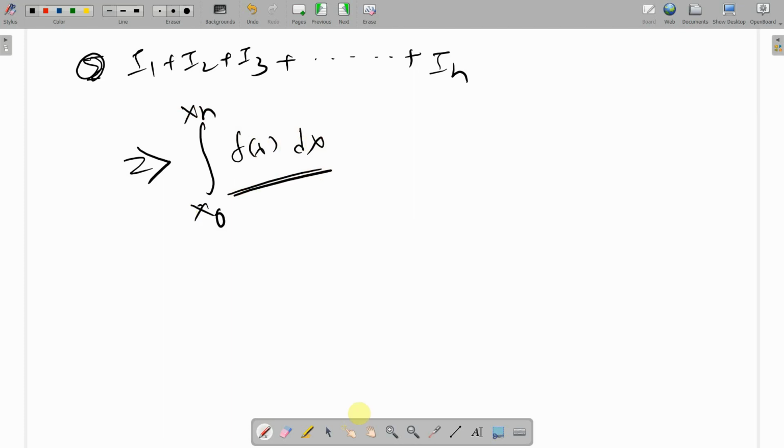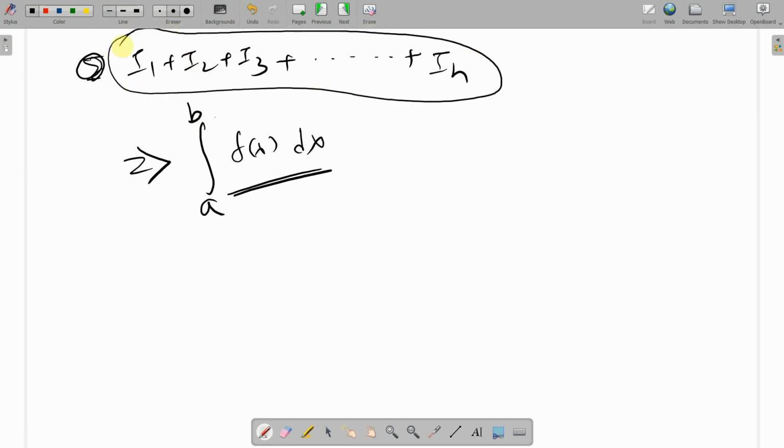और x0 का मतलब क्या है? x0 का मतलब है x0 is equals to a and xn equals to b, because we have already considered a equals to x0 and b is your final point is equals to xn. so a to b fx dx मुझे मिल जाएगा. कैसे? ये पूरा जो I निकाला हूँ उसको सम करके. सो इसको सम कर देते हैं.